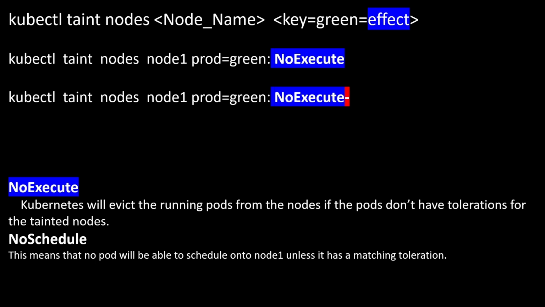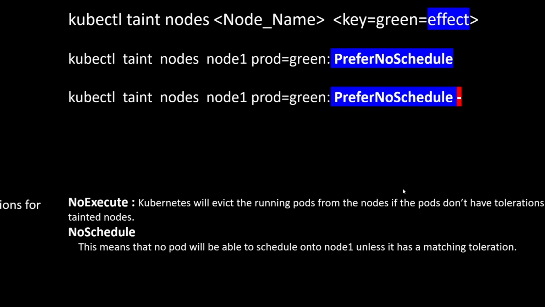If we use effect equal to NoExecute, the Kubernetes scheduler will evict the running pods from the nodes if the pods do not have toleration for the tainted nodes. In simple words, if we want to move already running pods to other nodes if taints are not matched, in this scenario we can use effect equal to NoExecute.